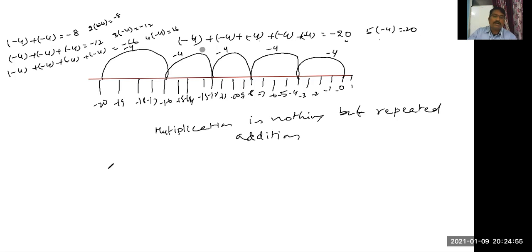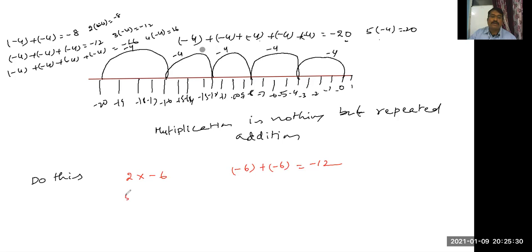So now I'm going to do this page number 7. Okay. So 2 into minus 6. That means we have to add minus 6 two times. Then we get minus 12. So that is equal to minus 12.